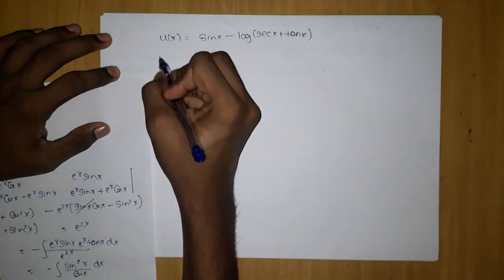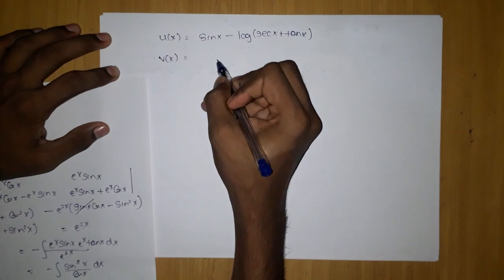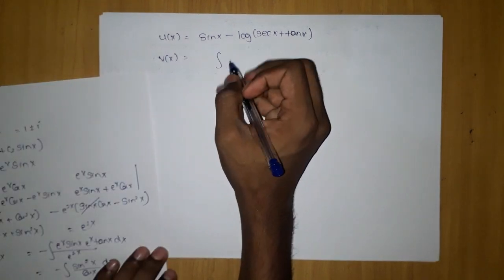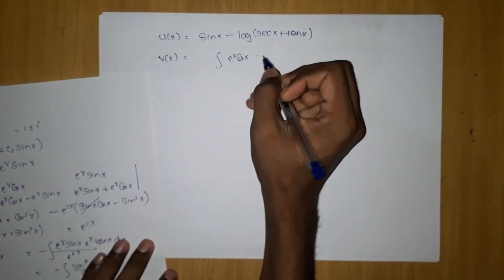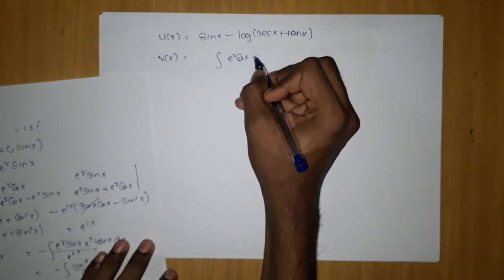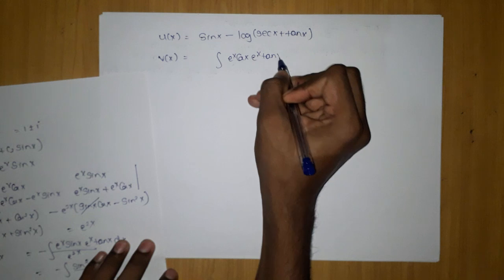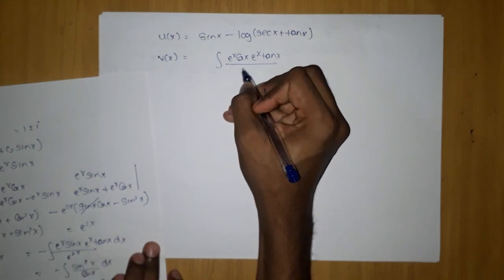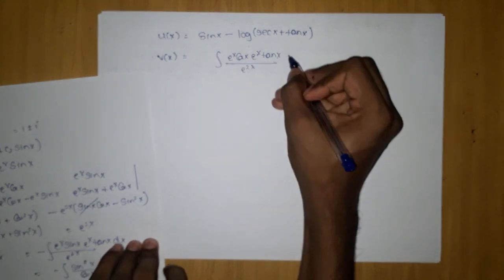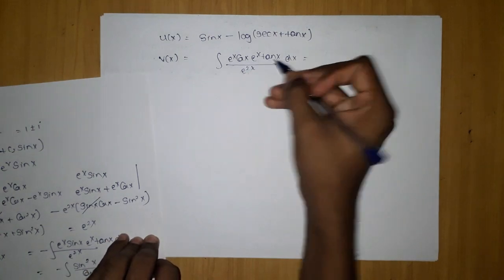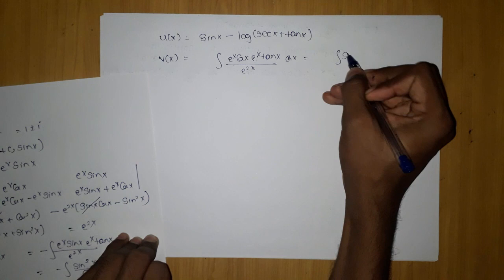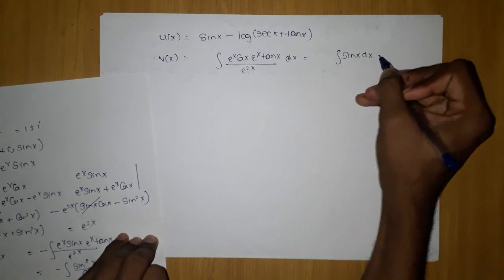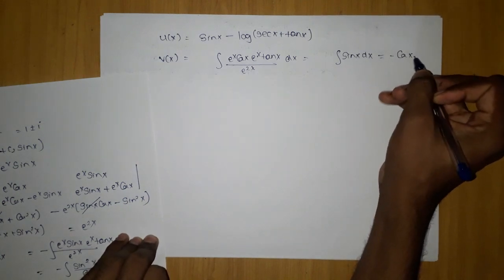Now let's try to get the v of x. V of x is nothing but integral y1 x into Q of x. y1 x is e to the power x into cos x, into Q of x. Q of x is nothing but e to the power x tan x. Again we have our w as e to the power 2x. This and this e to the power x will disappear, and this cos x will cancel out with the cos in tan, sin by cos. So we are left with integral sin x dx, which will be nothing but minus cos x.